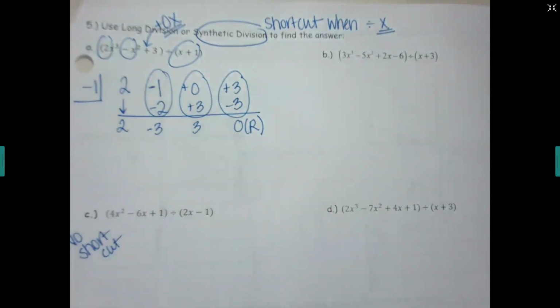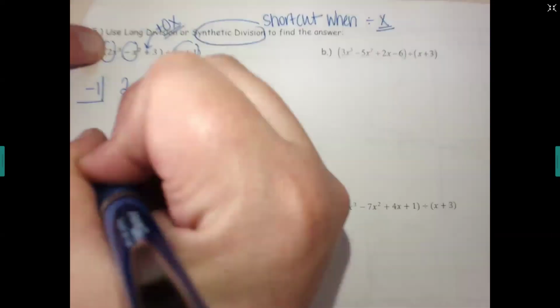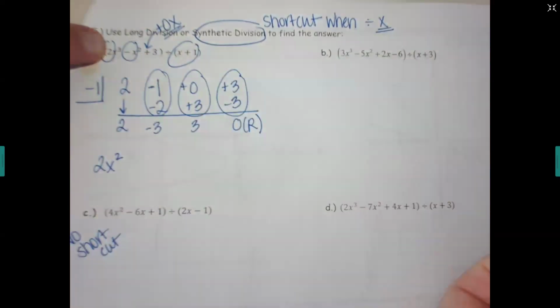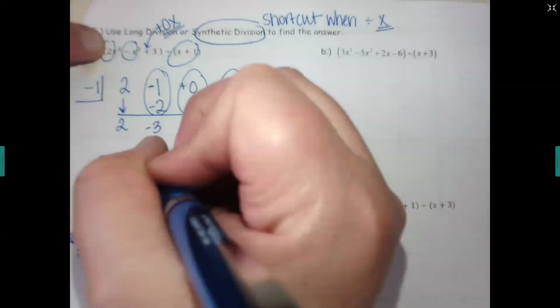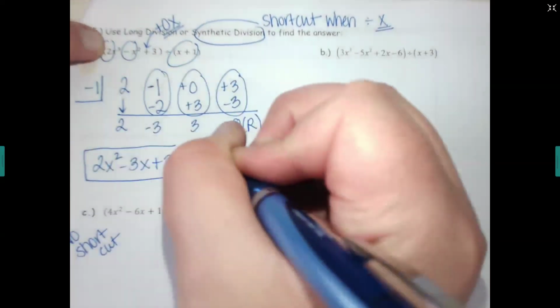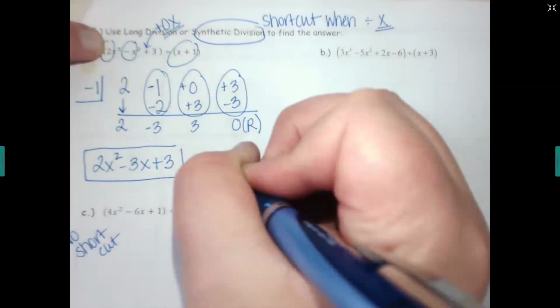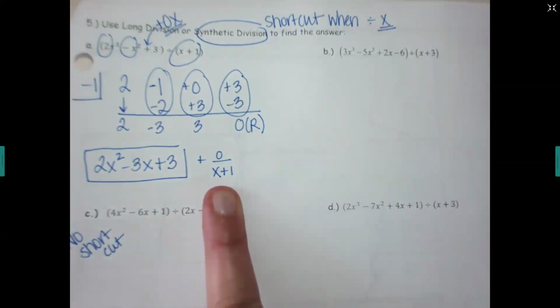Now remember, your answer should start 1x below what your problem was originally. So if it was an x^3, your answer should start as an x^2. So it'd be 2x^2 minus 3x plus 3. And then I'm going to put with the remainder of 0 over x plus 1. Okay, but remember, if this is a 0, it's fine. You don't have to put it. Okay?